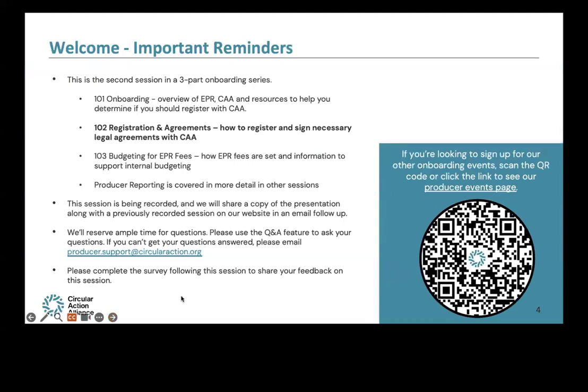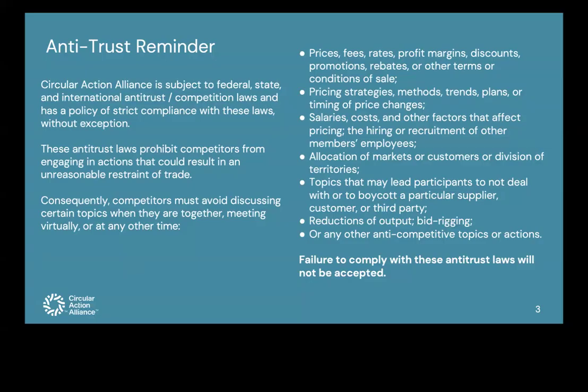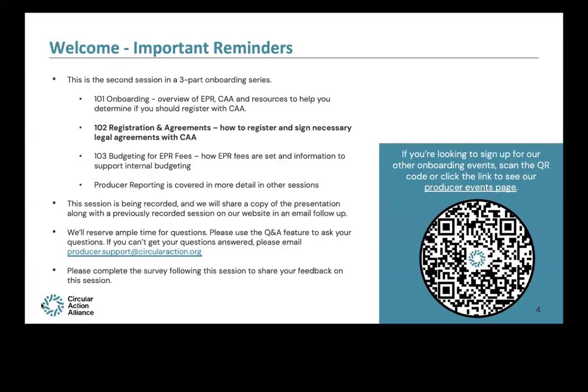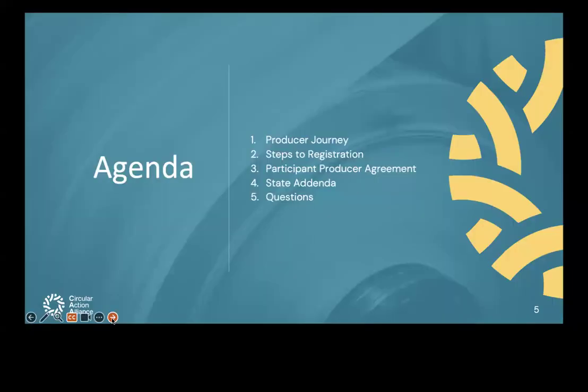These are just a few important reminders for you. This is, as I said, the second in a series of 3 onboarding webinars that we'll be hosting on registration and agreements, but feel free to join any and all as many times as you need and ask your questions. There's a QR code on the right if you'd like to sign up on our events page. Today we're going to talk a little bit about the journey of the producer, steps in getting registered, the PPA or the participant producer agreement, state addenda, and questions.